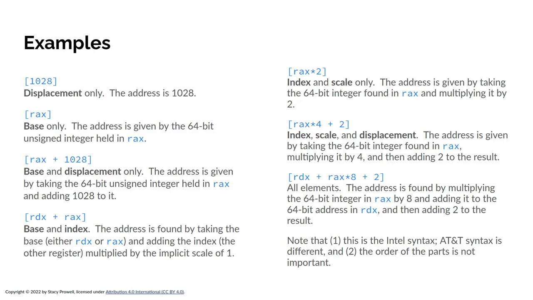This is the Intel syntax. Here's a proviso, okay? The Intel syntax, AT&T syntax, is different. And the order of the parts in this does not matter. Does not matter. NASM is smart enough that if you put the two over here and you put the RDX over here, it'll figure it out. In fact, NASM is smart enough that if I did something like, say, 4 divided by 2 over here, it would figure that out too. It'll do a little bit of math for you. As long as it results in a constant at assemble time, you're good. So you could use macros or other things if you want.